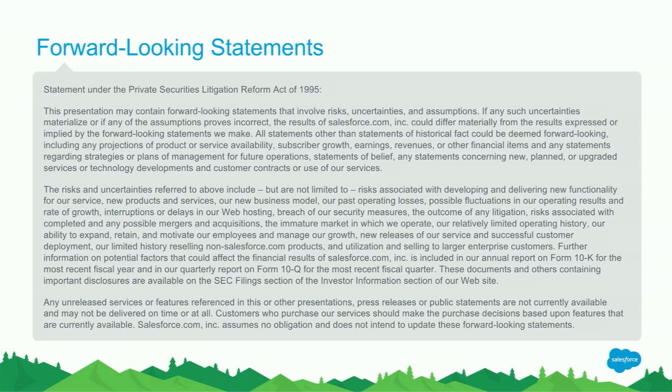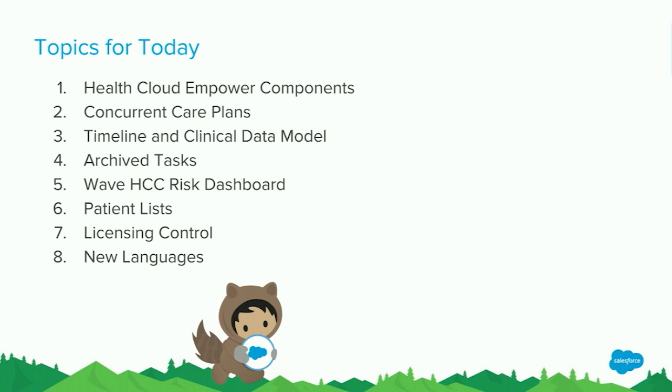The material that we will be covering in this session is material for the Summer 17 release scheduled for June of 2017. So with that, the topics that we will be covering are Health Cloud Empower Components, brand new, and also brand new concurrent care plans, enhancements to the existing health timeline and the underlying clinical data model, ability to view and edit archive tasks, enhancements to Wave Analytics, related patient lists, and we'll talk about the licensing controls and addition of some new languages and locales. So with that, let's get into it.